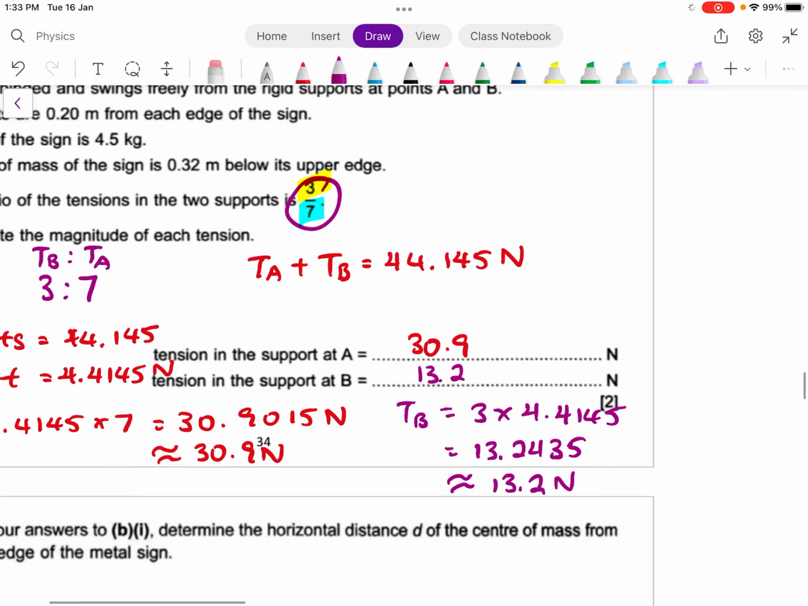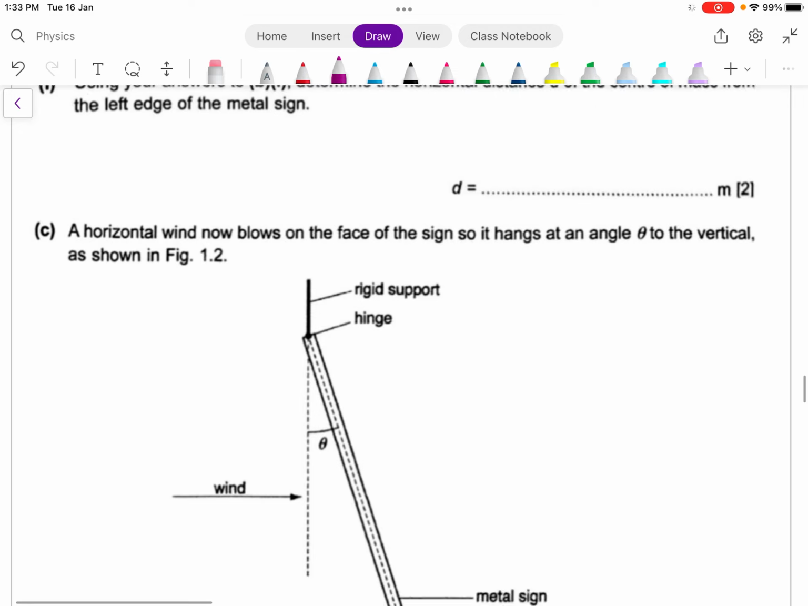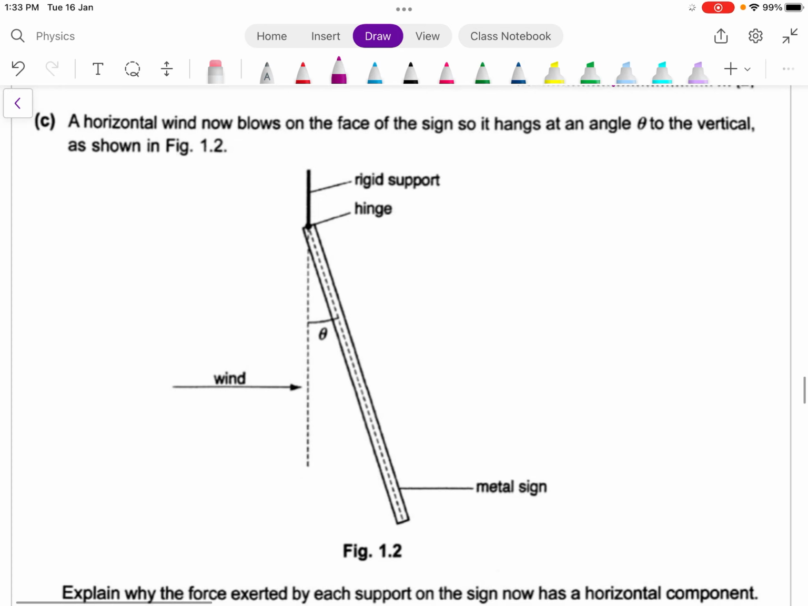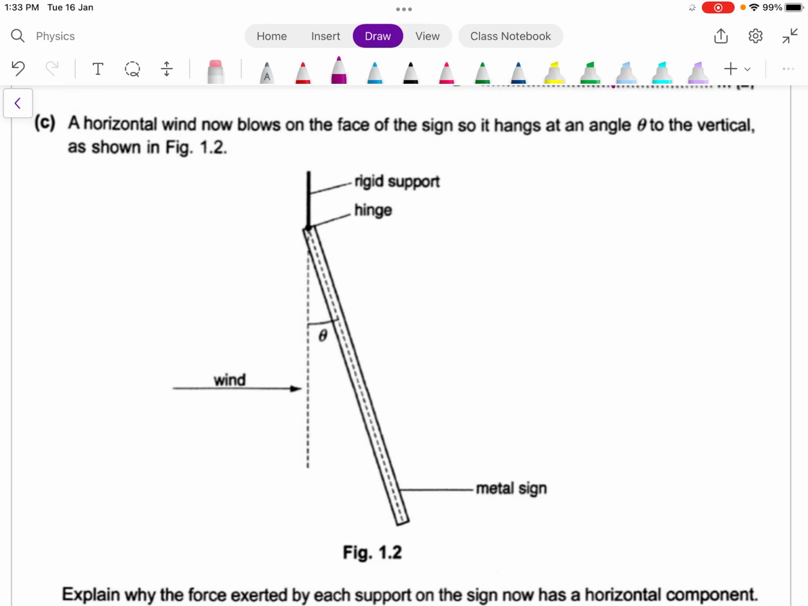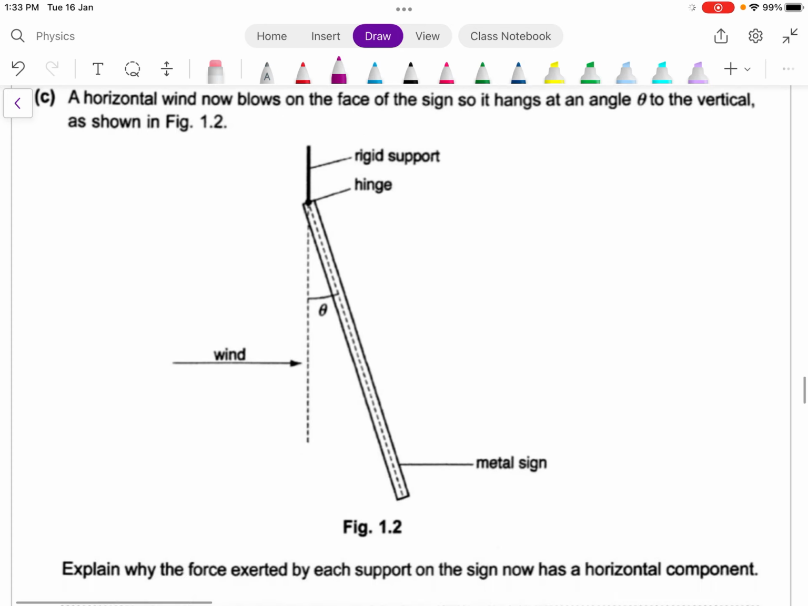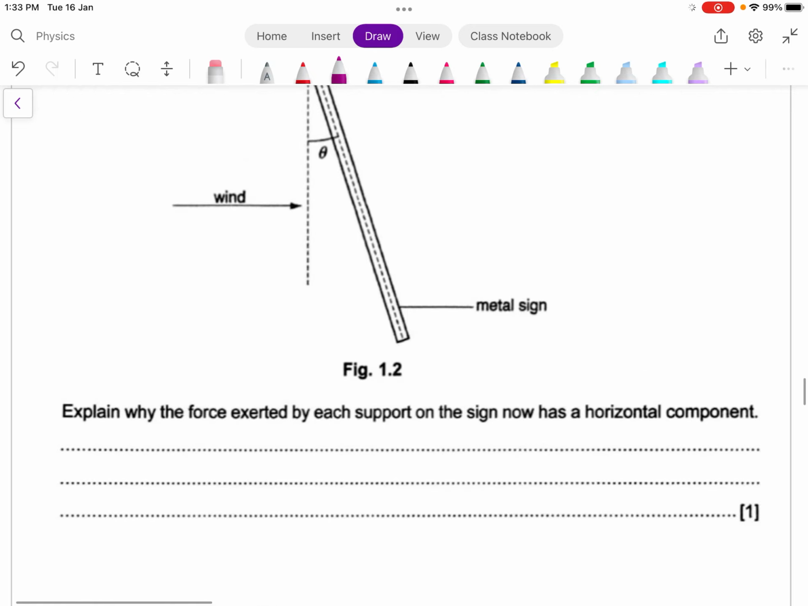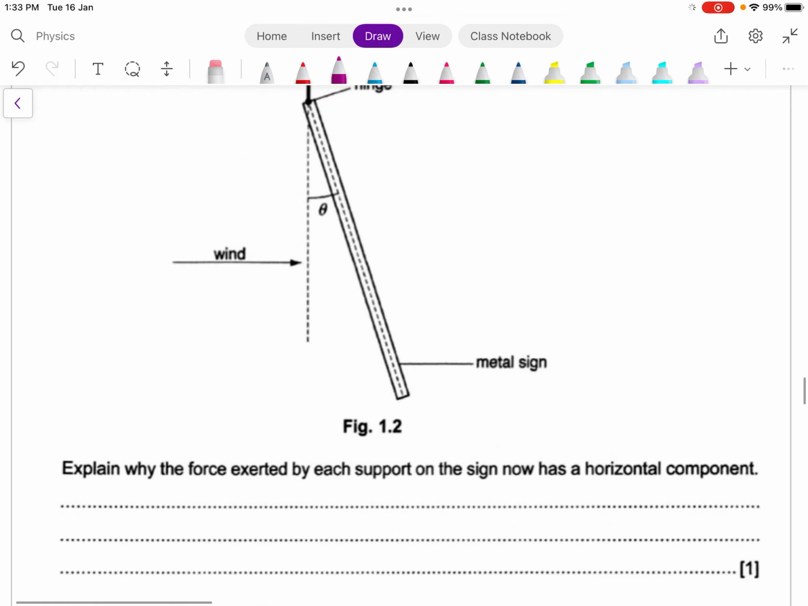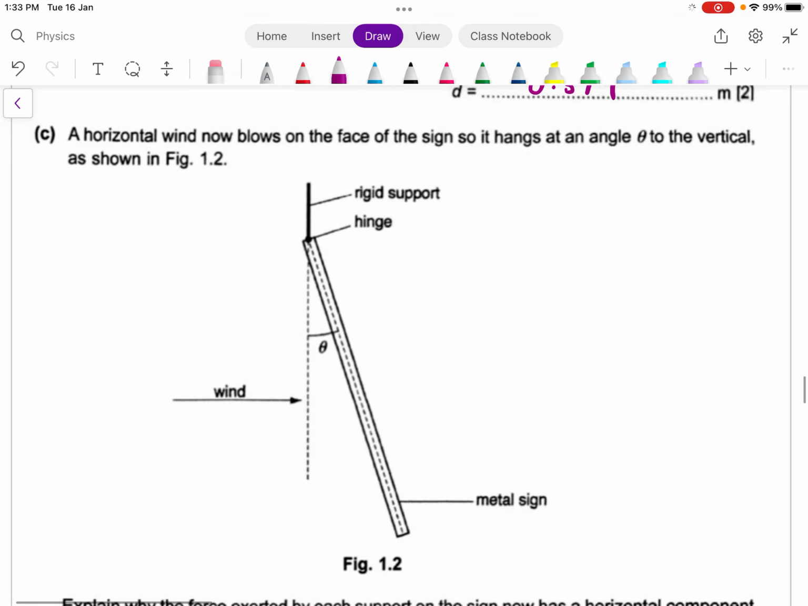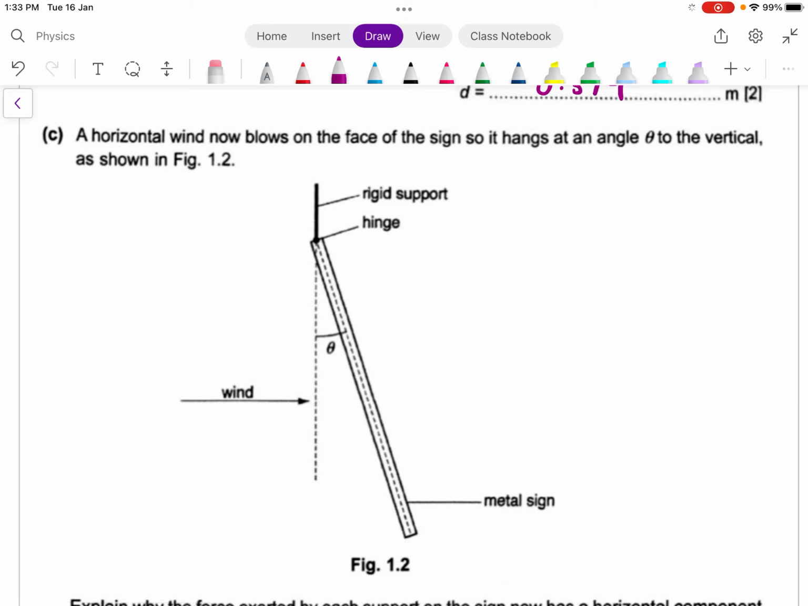With this, I will move on to the last part, which is a qualitative question. Let me just write down. Horizontal wind now blows on the face of the sign such that it is given in such an orientation. Explain why the force exerted by each support on the sign has a horizontal component. If you think about this, it's very similar to the previous 2016 question. Imagine they have a metal sign with a weight. So this is the weight.